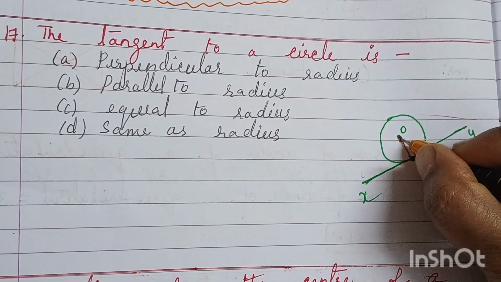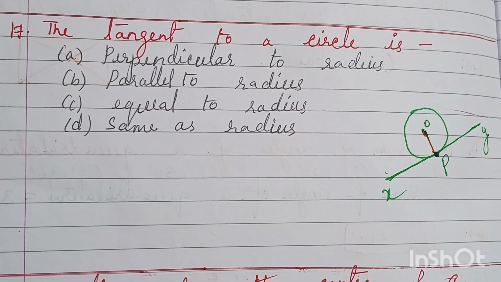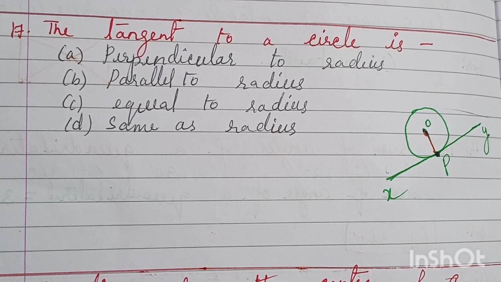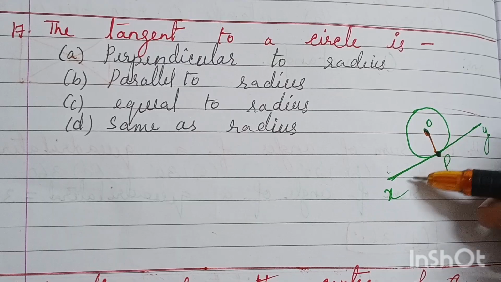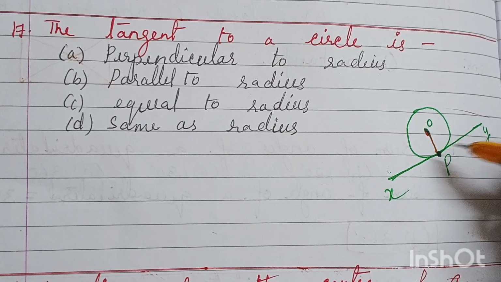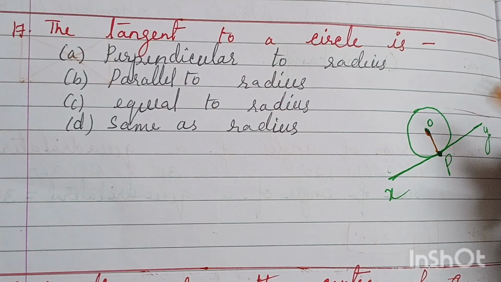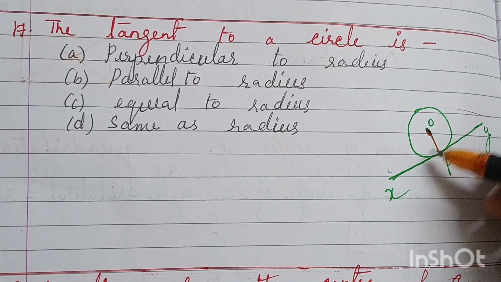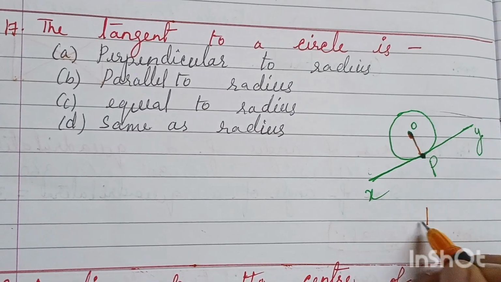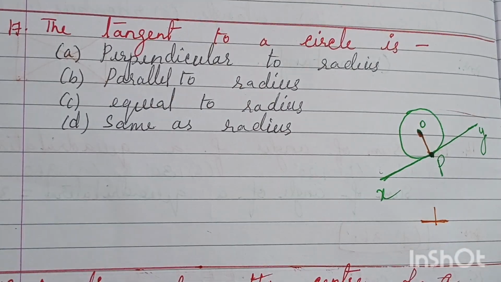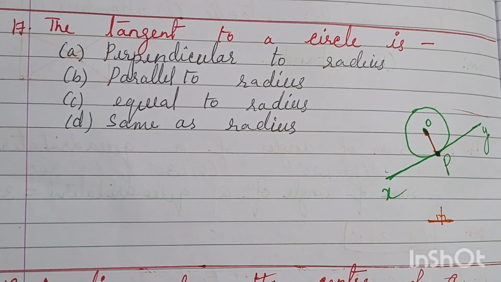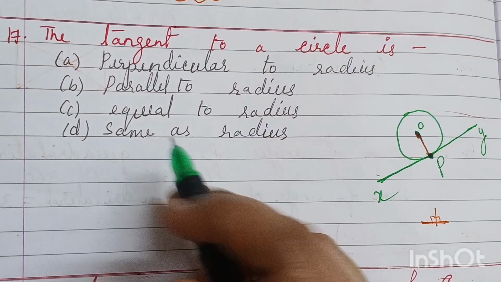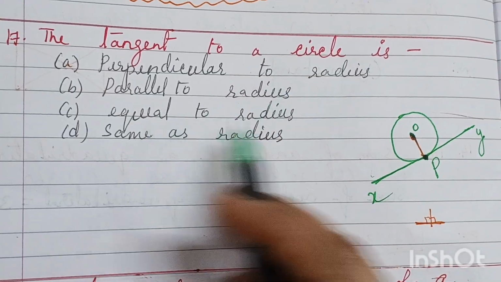Tangent को point of contact join करने पे हमको perpendicular मिलता है. Perpendicular means a straight line, and this radius is the shortest side compared to the tangent. Shortest side क्या होता है, perpendicular बनता है, and it looks like this, a plus mark, 90 degrees. Okay, so the answer is perpendicular to radius, not parallel.